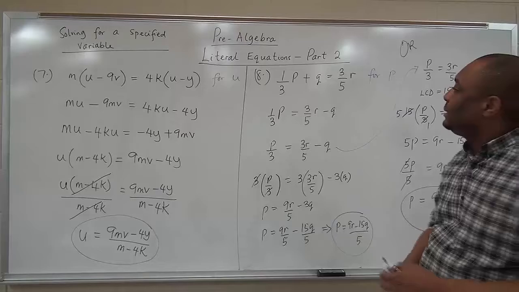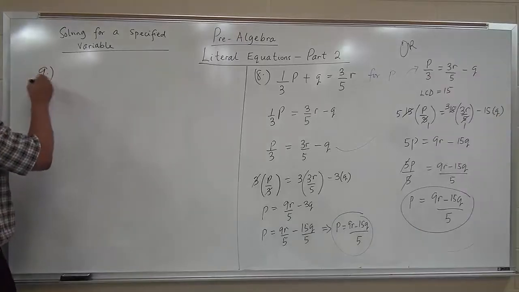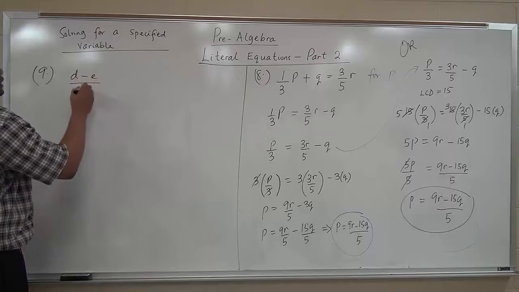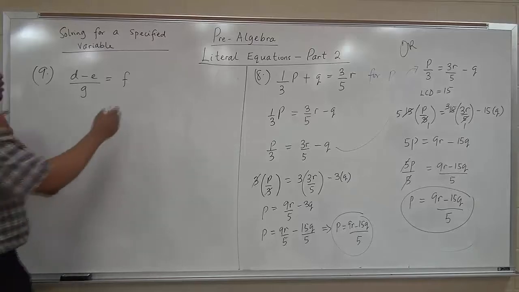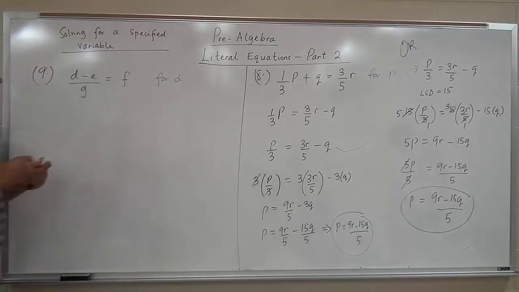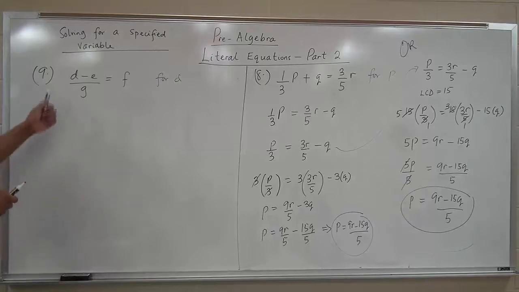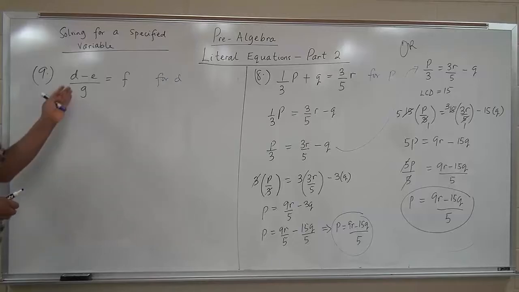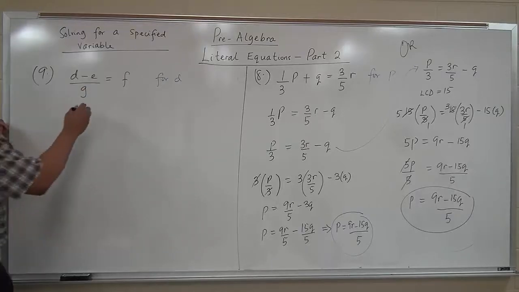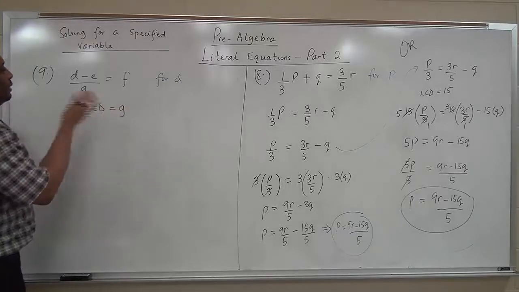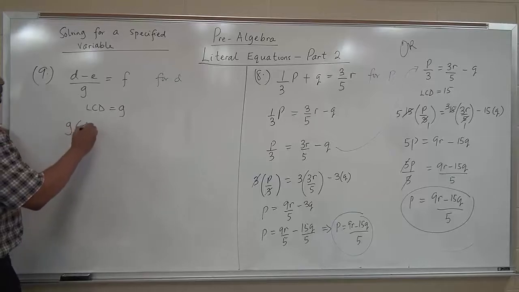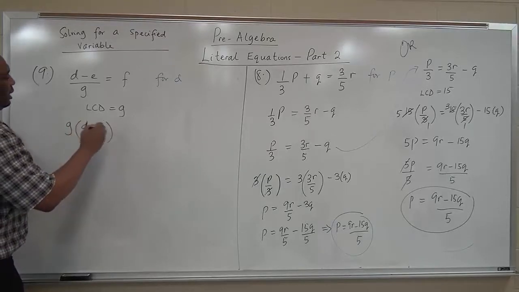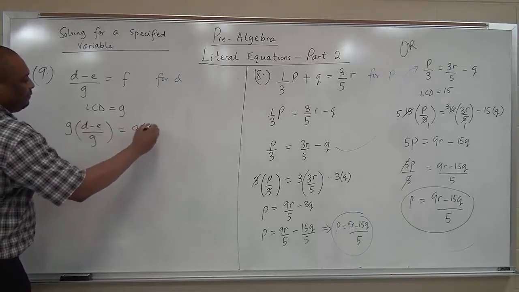Let's go ahead and finish the rest. Question 9: D minus E over G equal to F. You want to solve for D. This is pretty straightforward. Just multiply by the LCD. The LCD is G. If you don't like fractions, multiply both sides by the LCD. So this is G times D minus E over G equal to G times F.